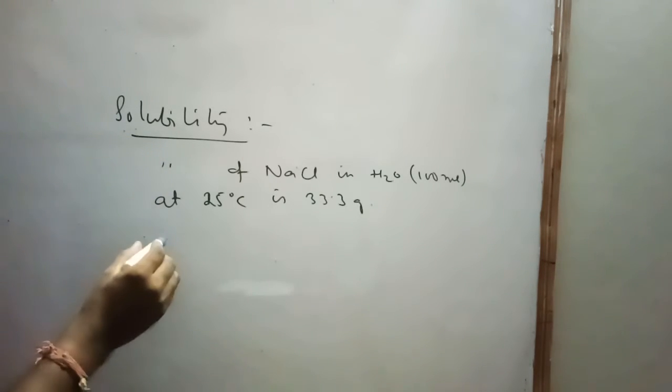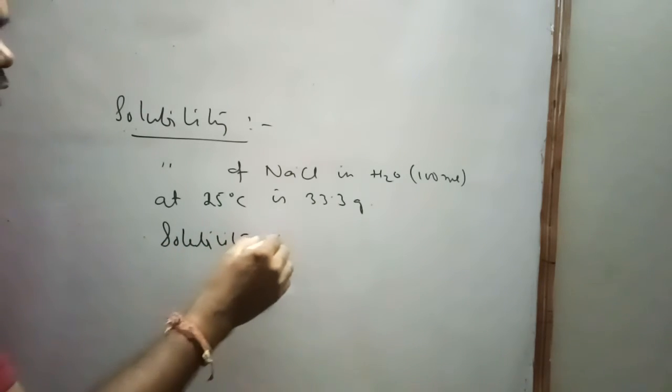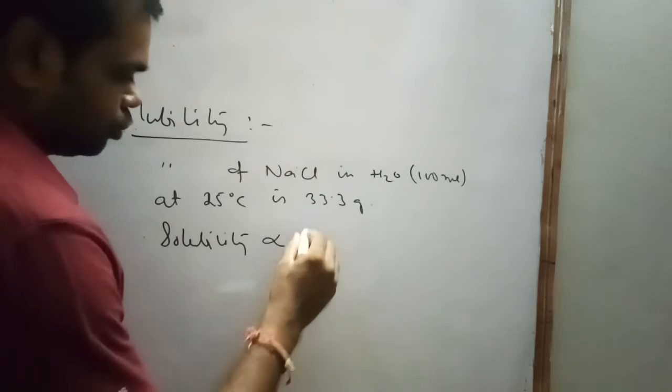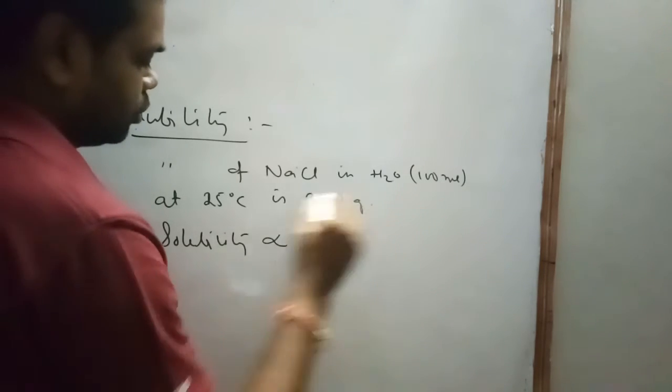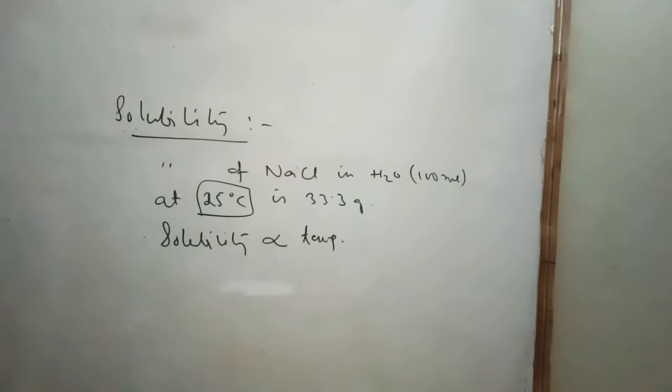Now this term solubility is directly proportional to temperature. That is why we have to mention 25 degrees centigrade. The solubility depends on temperature. If temperature increases, solubility increases. If temperature decreases, solubility decreases.